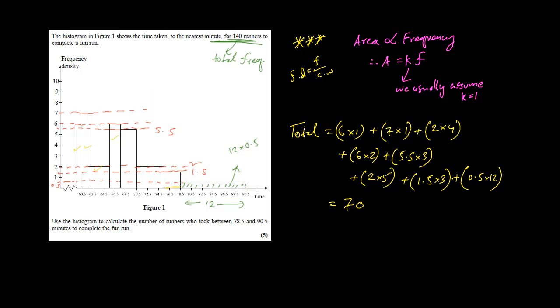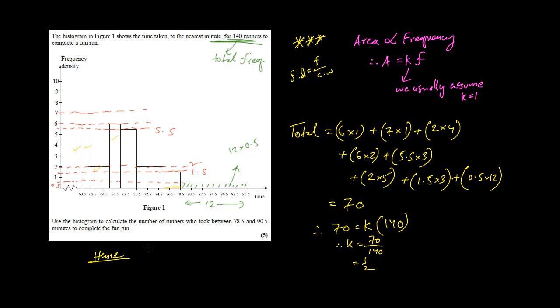So we found that the total area is 70. Therefore total area 70 equals constant times total frequency, which is 140 runners. So therefore k is 70 divided by 140, which equals half. So the area is actually half of the frequency.